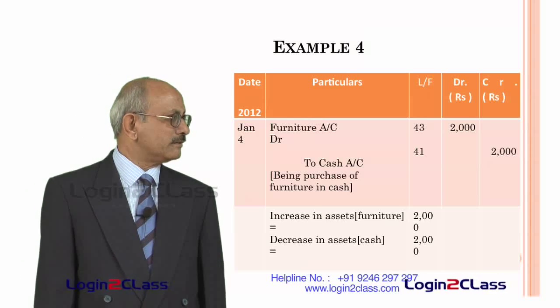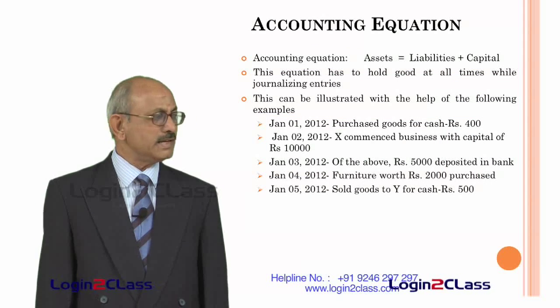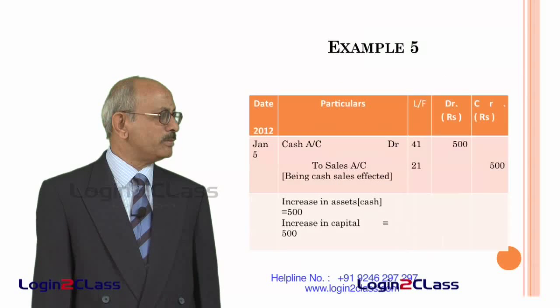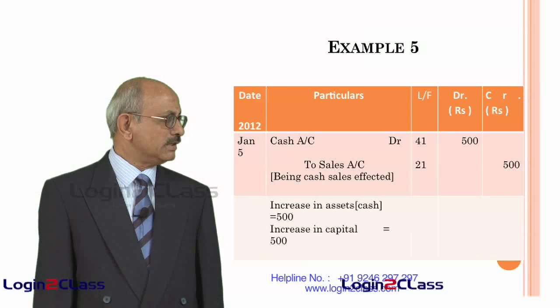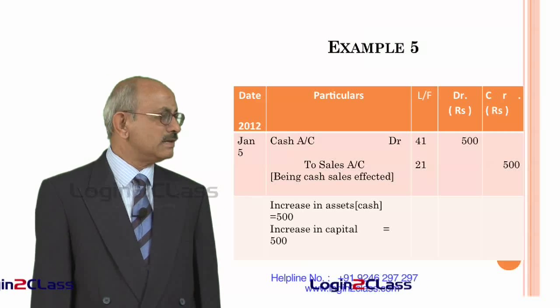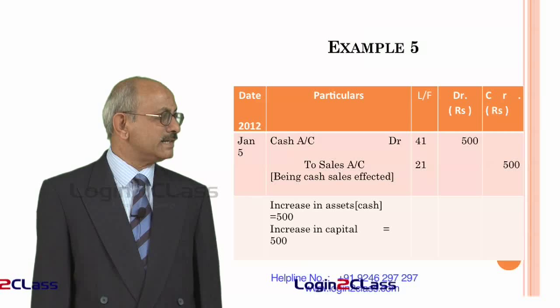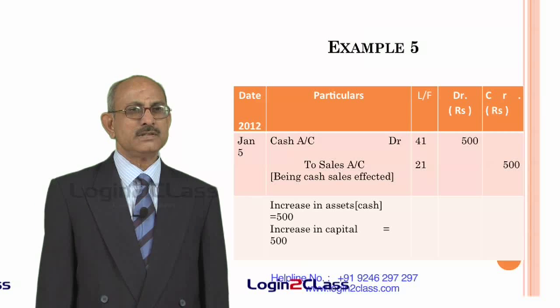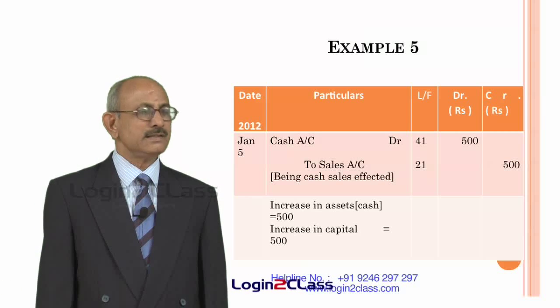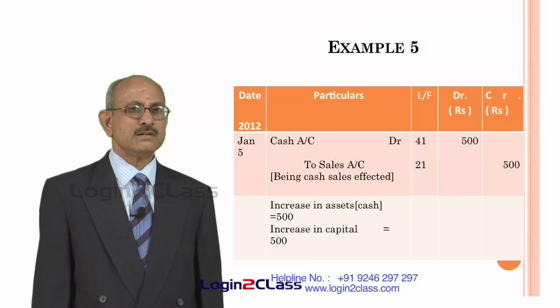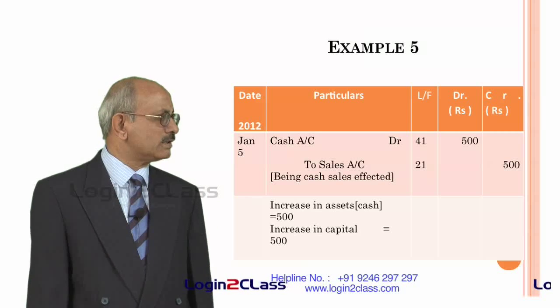And then the next example, sales effected by cash. So, cash account is debited with 500 rupees, sales account is credited with 500 rupees. So, here what has happened is the cash asset has gone up, that means there is an increase in cash of 500 rupees and there is an increase in capital of 500 rupees. This is because sales are an income. So, income always adds to the capital of the entity. Therefore, an increase in sales income means an increase in capital. So, the left hand side also has gone up by 500 rupees, the right hand side also has gone up by 500 rupees.